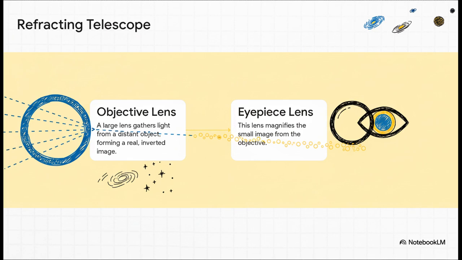It might look similar, but its goal is totally different. That big lens on the front, the objective, its main job isn't just to magnify. Its job is to be a giant light bucket, to gather as much faint, ancient light as it can from a distant star or galaxy. It focuses all that light into a small, bright image that the eyepiece can then magnify for us.